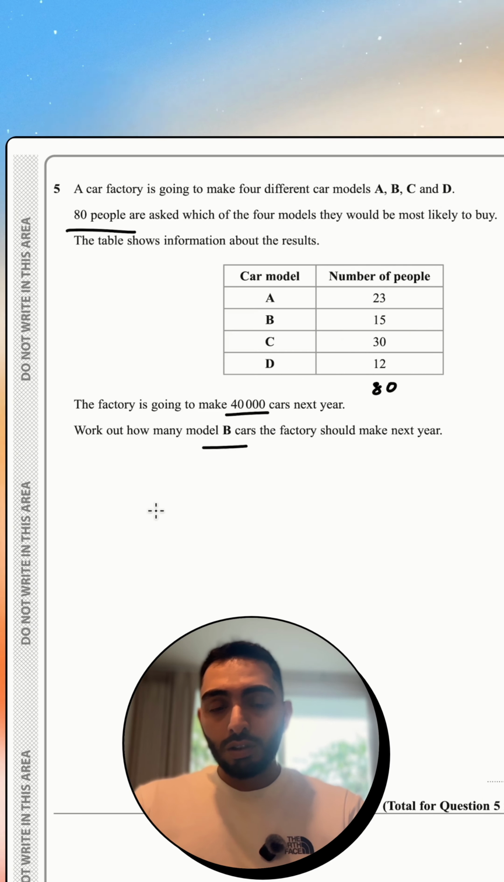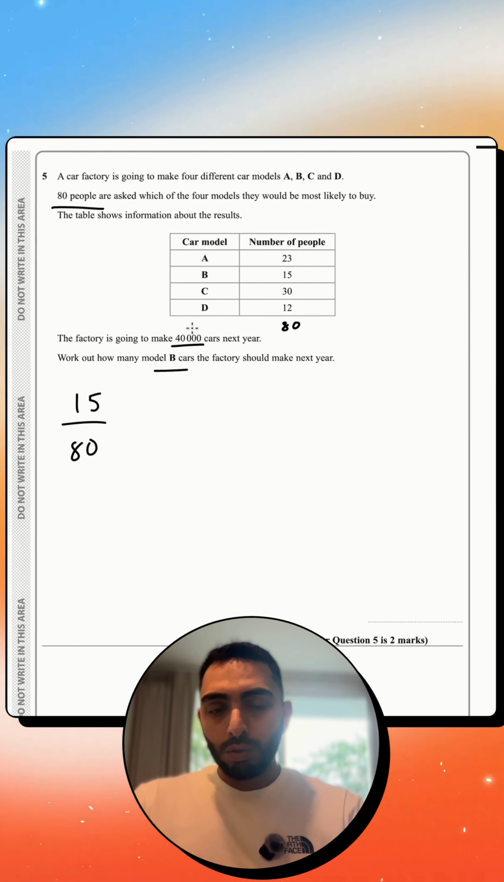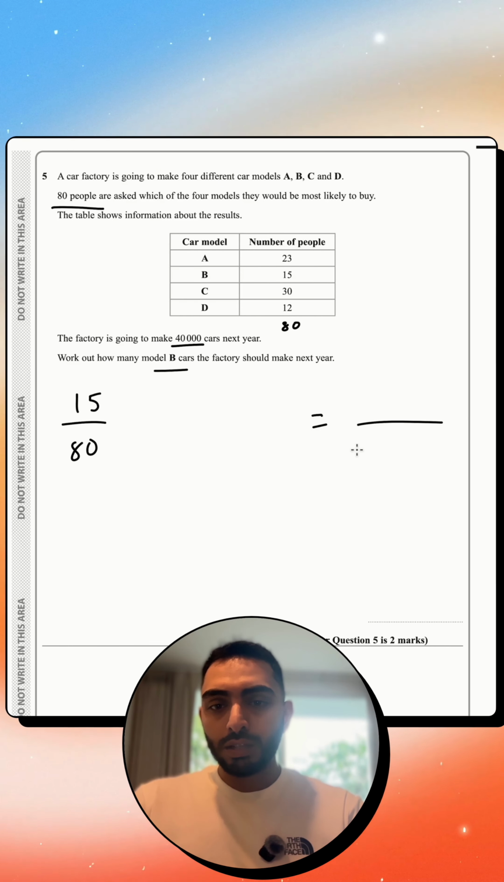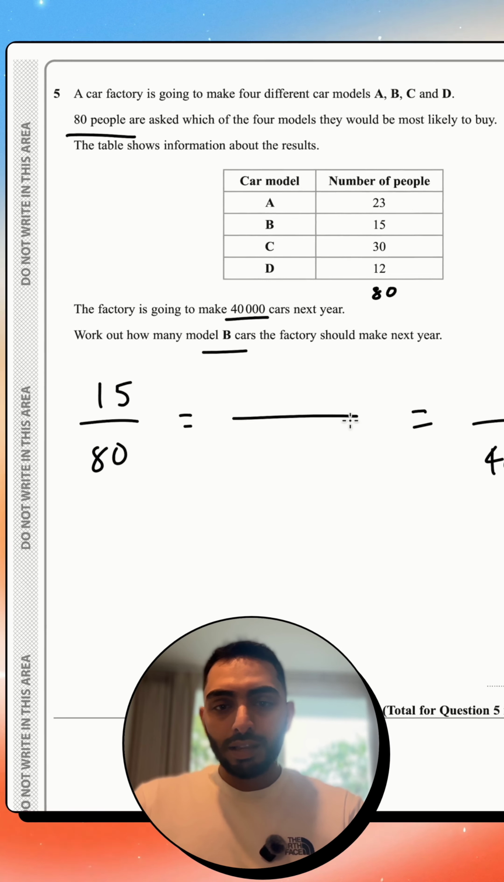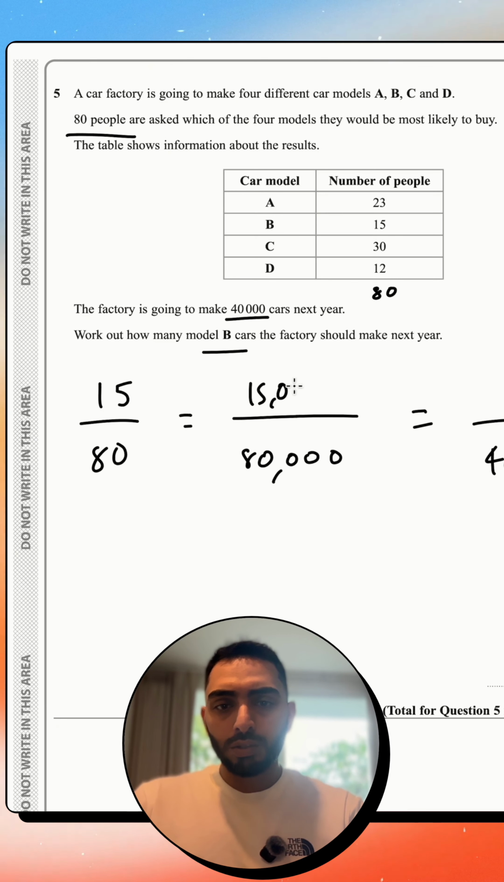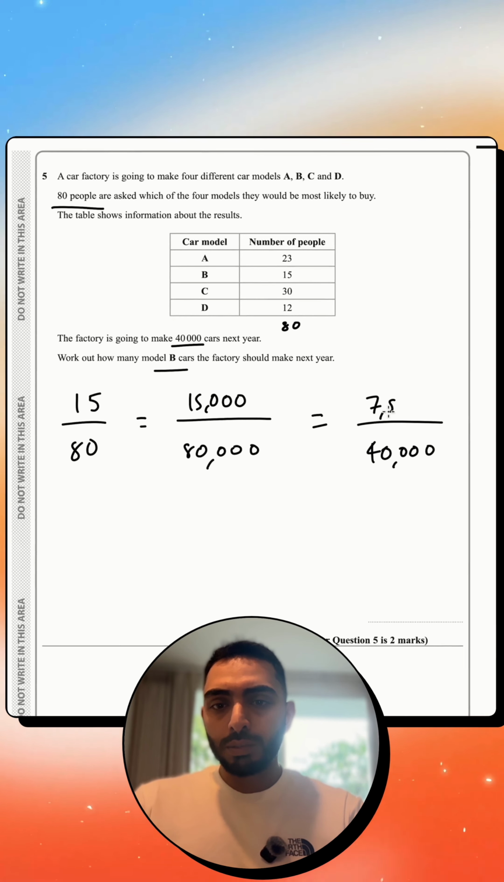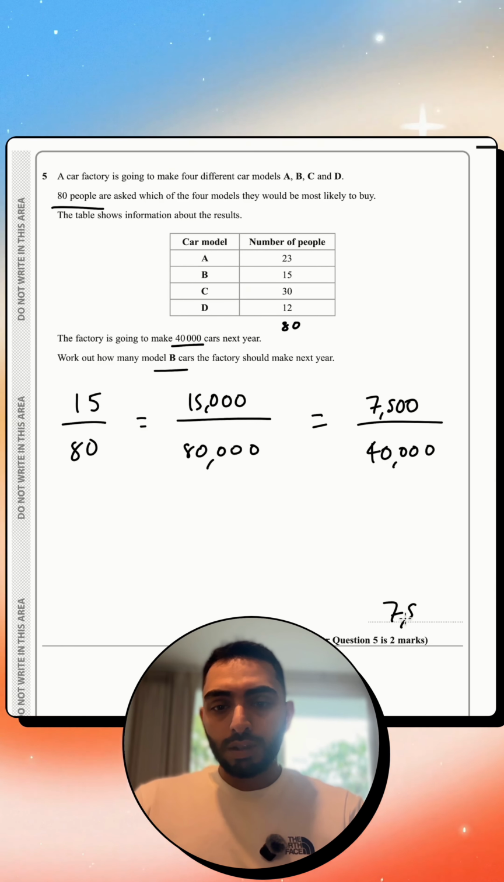So the fraction of B cars I'm getting is 15 out of 80, but I want 40,000, so eventually I'm trying to get to a fraction with 40,000 on the bottom. I could go to 80,000 first, and that'd be quite nice. So I've times by 1,000 there, I'll times by 1,000 on the top. And then to get from 80,000 to 40,000, divide by 2, so that would be 7,500. So my answer, I need 7,500 cars.